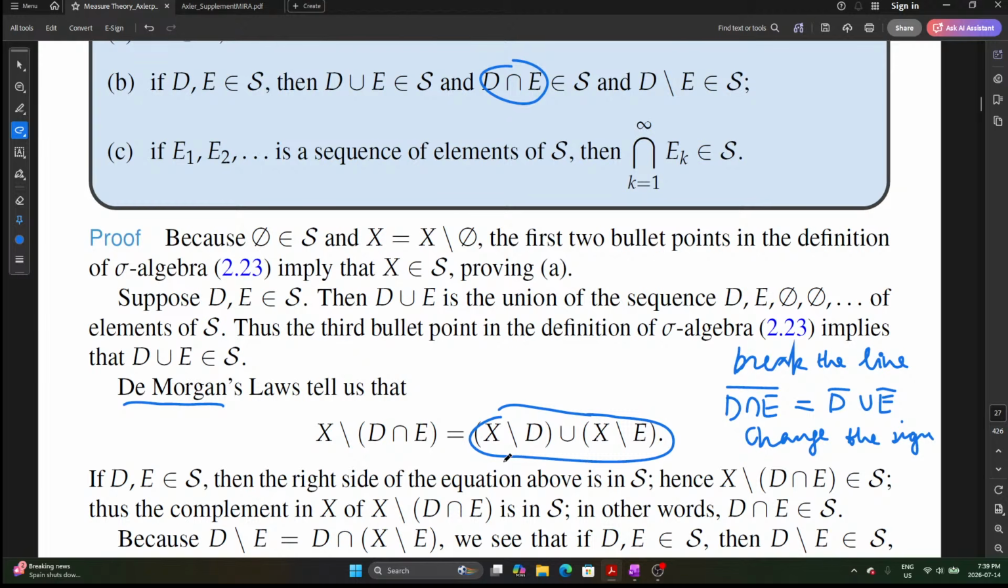But anyway, on the right-hand side, we have a set that is in S. So this tells us the complement of D intersect E is in S. Taking the complement again, you get D intersect E. So therefore, D intersect E is in S. So it's not too difficult to show that S is closed under finite intersection.